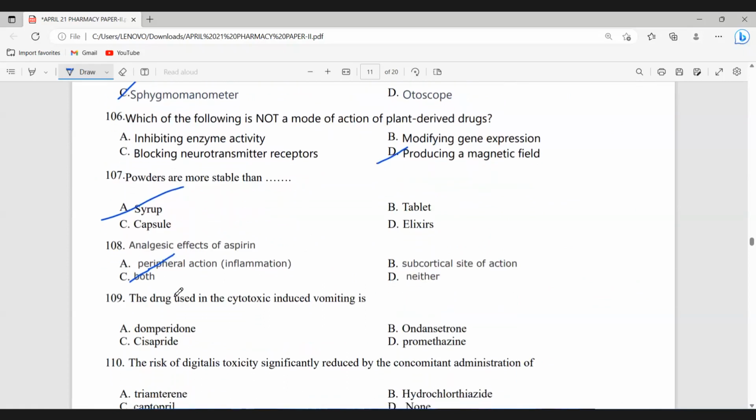Then 109. The drug used in cytotoxic induced vomiting. That is ondansetron. Ondansetron is the common first line agent.